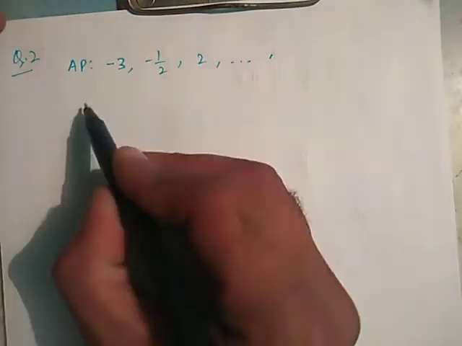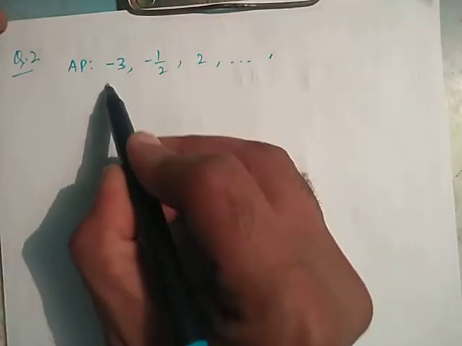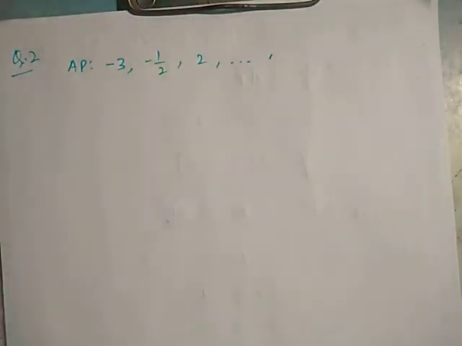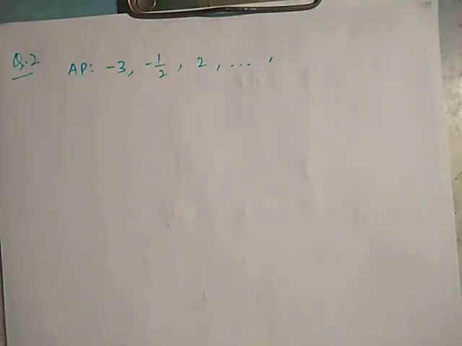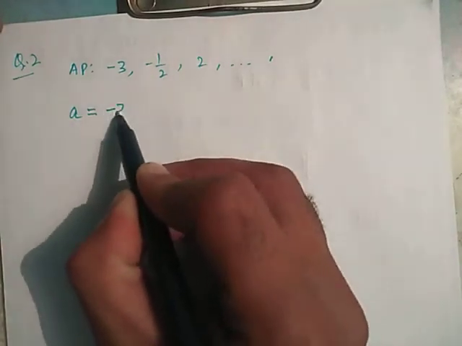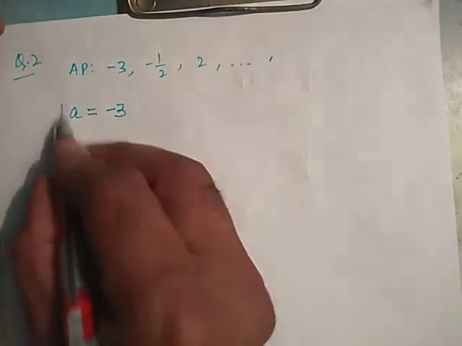So first of all we will find the first term. In the given list of numbers, the number at the first position will be the first term, you know very well. So our first term, the value of A, will be here -3. Okay, this is our first term.